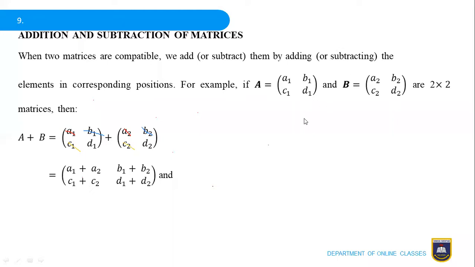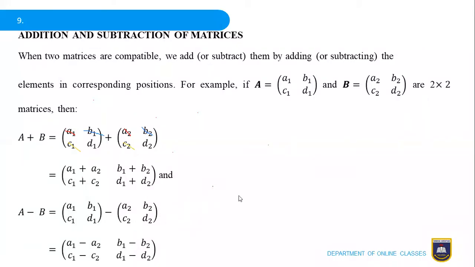Let's go to the subtraction. The same matrices A and B, so A minus B is going to give us the matrix A minus the matrix B. So like we did for addition, we subtract their corresponding components or corresponding elements. So this is also going to give us A1 minus A2, B1 minus B2, C1 minus C2, D1 minus D2. This is the formula or the method for adding two or more square matrices.